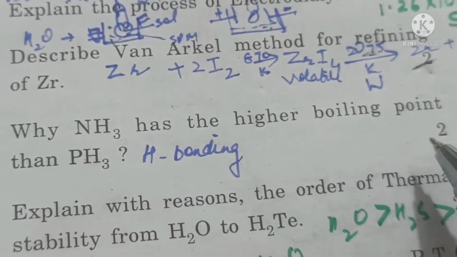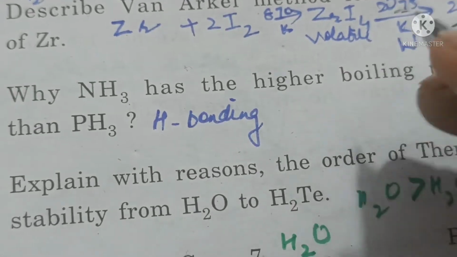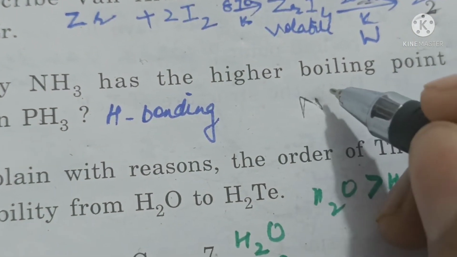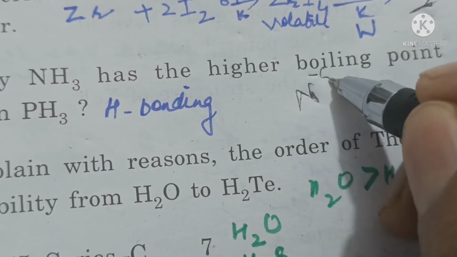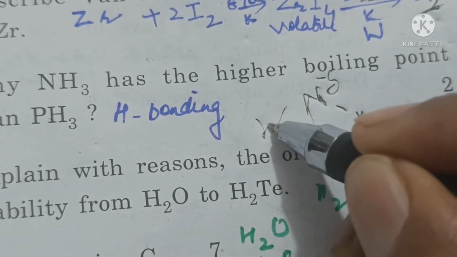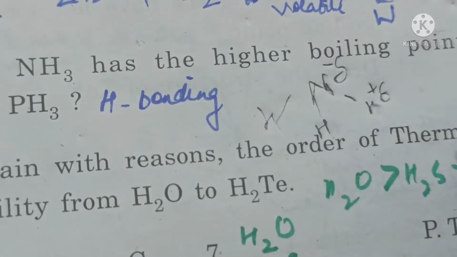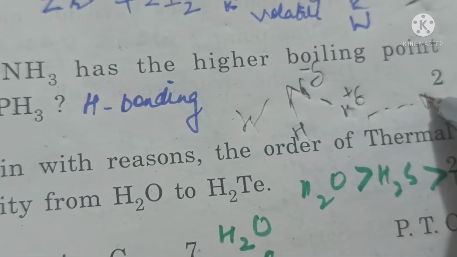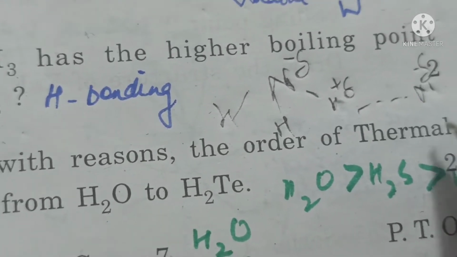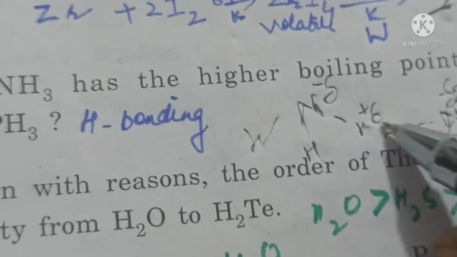Why ammonia has higher boiling point than PH3? This is because of hydrogen bonding. In ammonia, the electronegative nitrogen atom has partial negative charge, whereas the hydrogen atom has partial positive charge. So this positively charged hydrogen atom of one ammonia molecule is attracted to the negatively charged nitrogen atom of another ammonia molecule by a bond which is known as hydrogen bond.